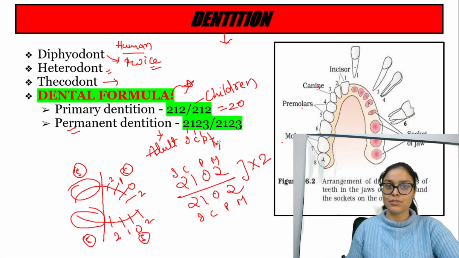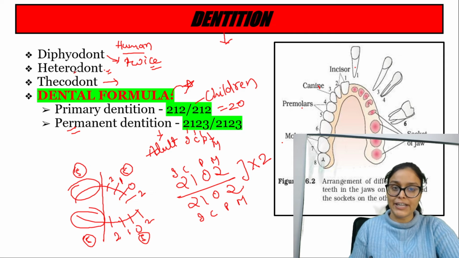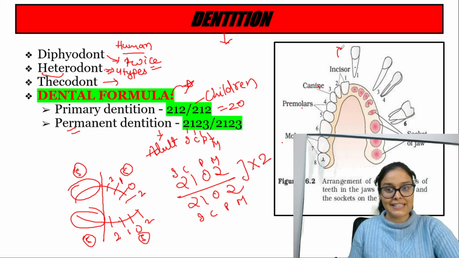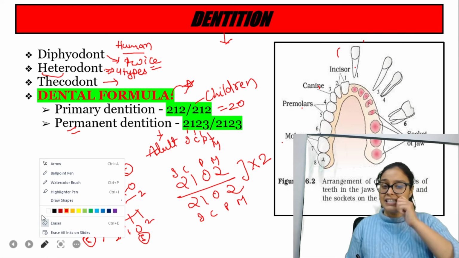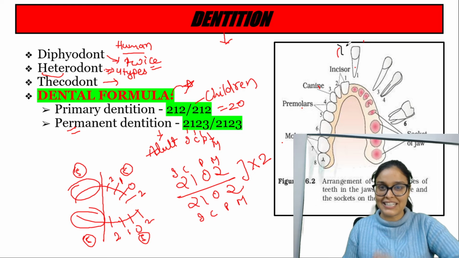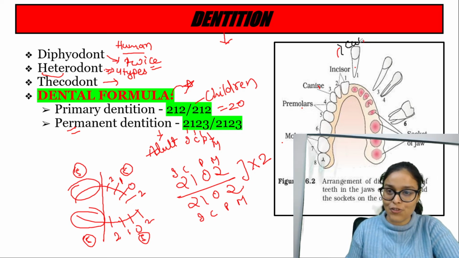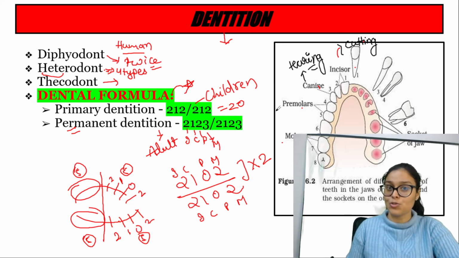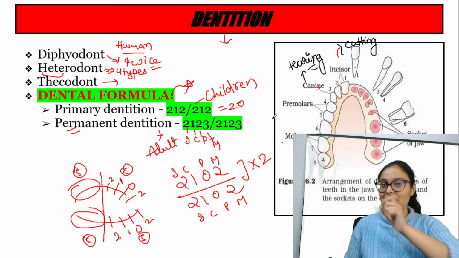So I have told you we are having hetero meaning different types of teeth. We are having 4 types of teeth: incisor, canine, premolar, molar. Incisor is for cutting food, so whenever you have to cut something, we are having incisors. To tear the food, we are having canines. So incisors are for cutting, canines are for tearing.